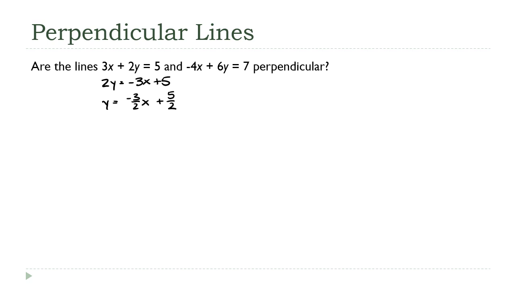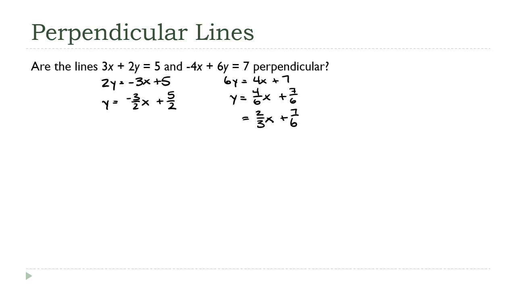Now I'm going to do the same thing with the second line. I'm going to scoot over just a little bit here so they don't get too crowded. This gives me 6y equals positive 4x plus 7, or y equals 4/6 x plus 7/6, and then I've got to reduce that fraction, right? So this is 2/3 x plus 7/6.